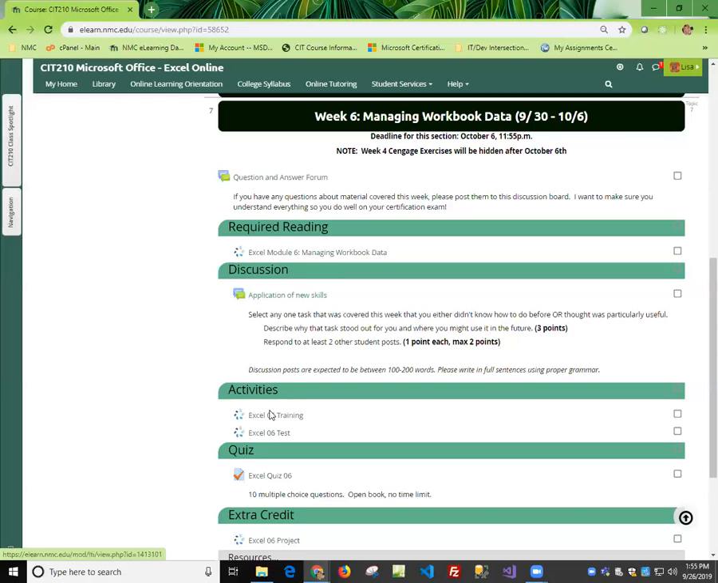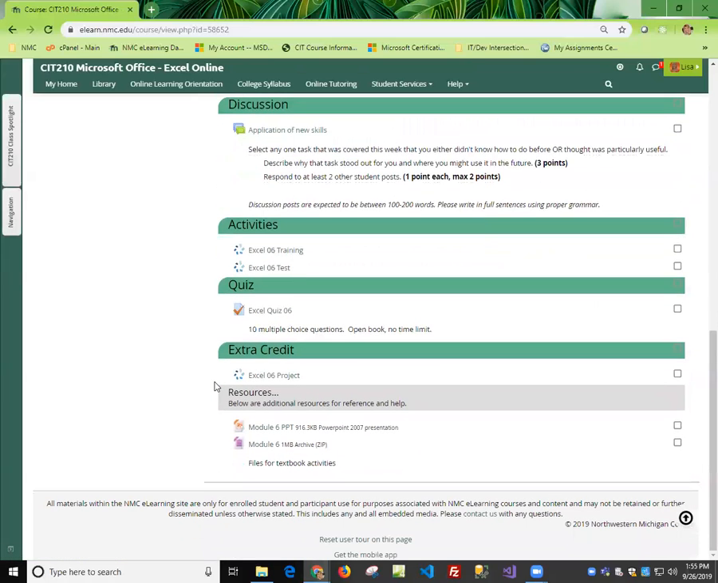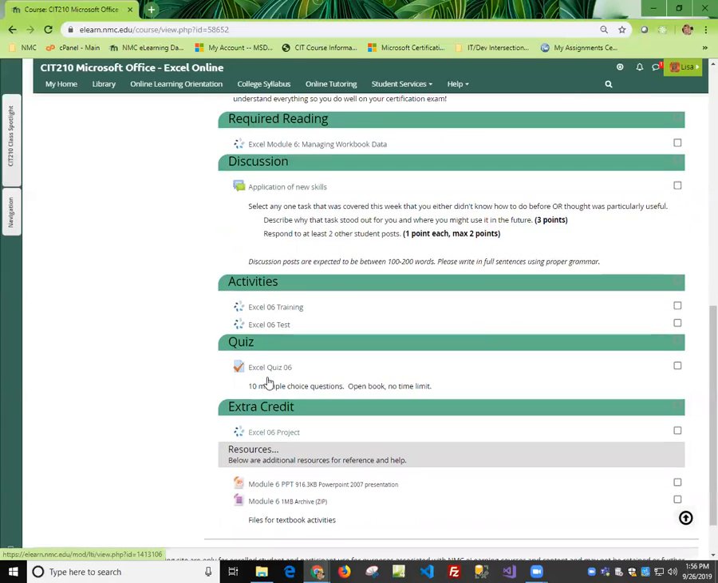Once you complete that, go ahead and move on to training and testing, and then take the quiz. The training doesn't have a time limit. The quiz does not have a time limit. Keep in mind that the testing does. I highly encourage that you do the extra credit projects because that actually gives you pretty good practice manipulating files, which I think is important too.